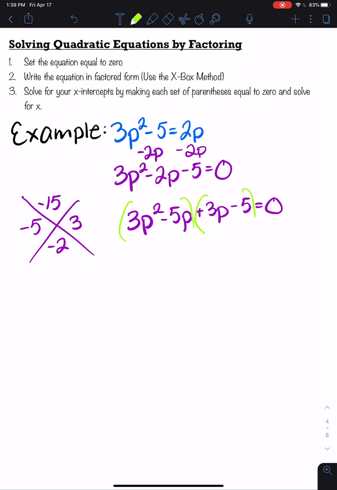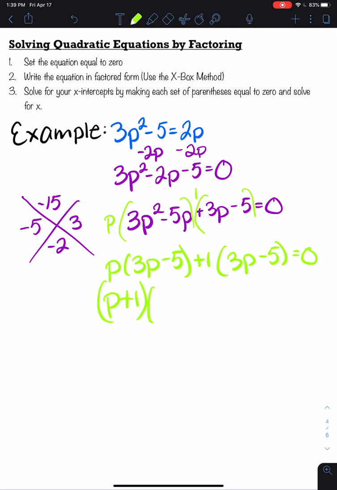For this first one, I can factor out just p, and then here I can only factor out 1. So if I do that, I'm left with 3p minus 5, and if I factor out 1, I'm again left with 3p minus 5. So if I write it in factored form, it's my inside terms and my outside terms. So my outside terms is p plus 1, and the order doesn't matter. 3p minus 5 equals 0. So this is factored form.